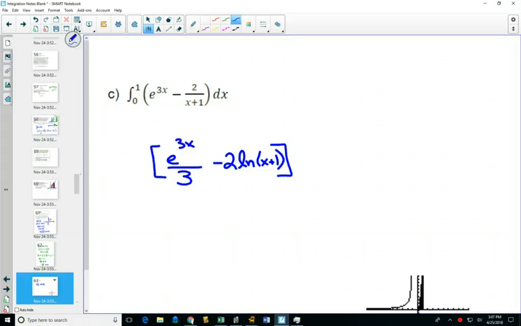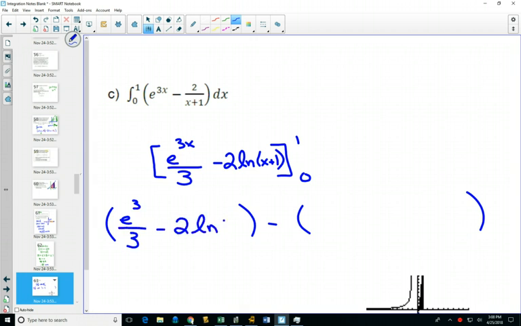There's no chain rule that happens, so you don't really have to worry about it. And then we're going from 0 to 1. You don't have to write the dx after. In this notation, you've got your definite integral. You've integrated. So now we can plug in 1. E cubed over 3 minus 2 natural log of 2.